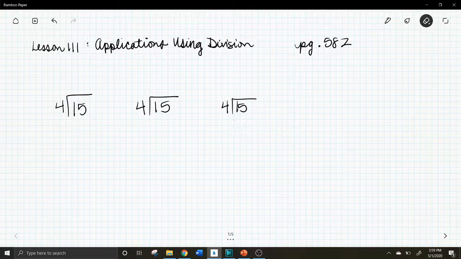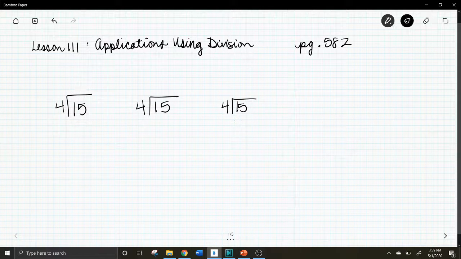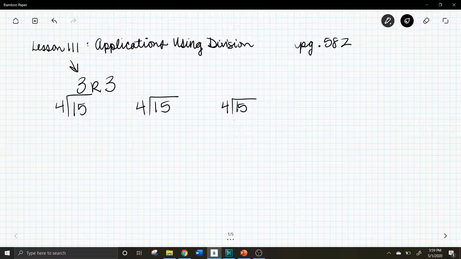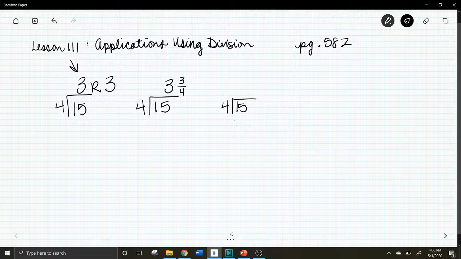We all have these 3 lined up, 15 divided by 4, and let's do 3 different ways to write our remainder. So the first one, 4 goes into 15 3 times with a remainder of 3. This is sort of the elementary school way to write remainders. We just write R3, that's it. Another way is 3 with a remainder of 3. We would write that as a fraction. So our remainder goes on the top and our divisor goes on the bottom. So 3 3/4.